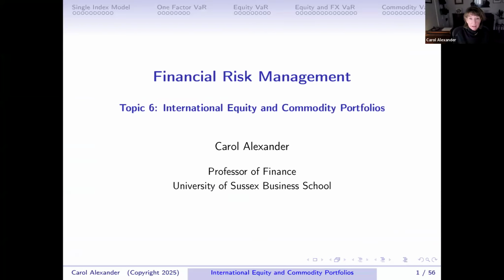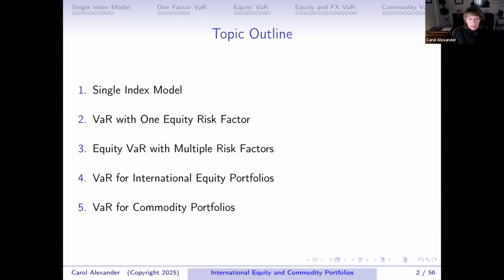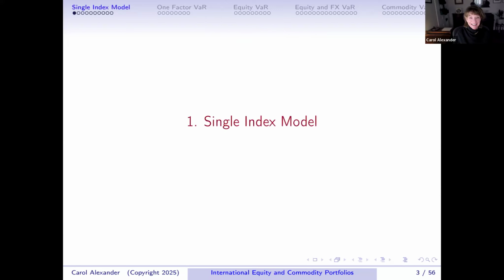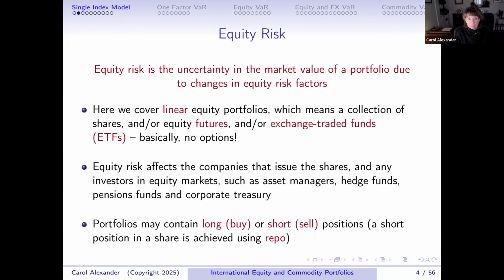And we're going to be covering the single index model and a bit of background on regression, just to refresh you about regression analysis. And then simple historical and normal VAR with one equity risk factor, then equity VAR with multiple risk factors, and then we bring in the FX rates, and then we look at commodity portfolios. So those are the 5 parts. And let's start now with the single index model.